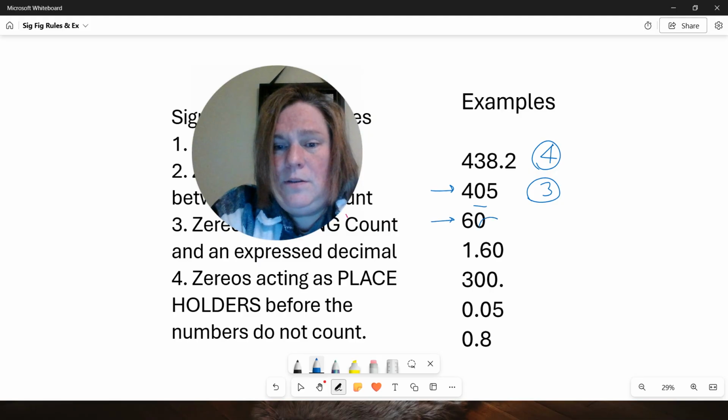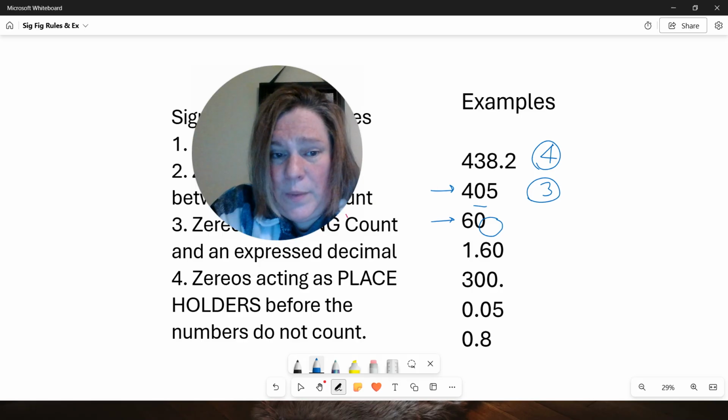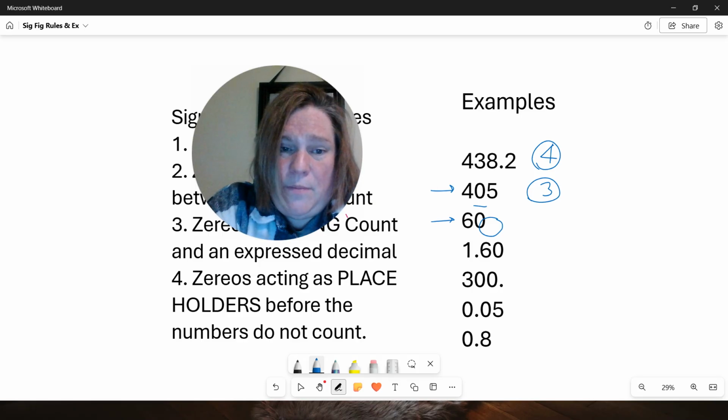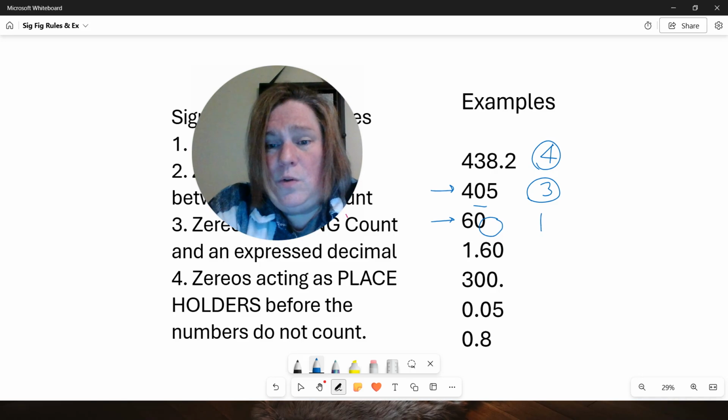60. Notice that there's no expressed decimal point here. This 0 is a trailing 0 at the end of the measurement, and there's no expressed decimal point. That was on purpose. It probably came from a reading from an instrument that did not have a degree of accuracy to let the 0 count. Therefore, there is only one significant number here. 1.60, the 0 is trailing. There is a decimal point expressed. All three of these count.